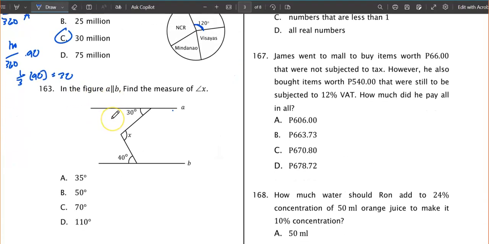In the figure, A is parallel to B. Find the measurement of X. To answer this question, we can actually drop a third parallel line here. And then using the concept of the alternate interior angles, this is 30. This is also 30. That is 40. This is 40. So to solve for X, the entire thing, just add 30 plus 40, that is 70.